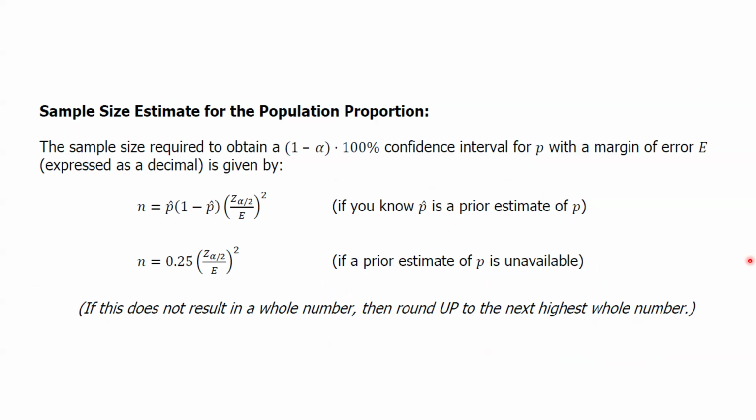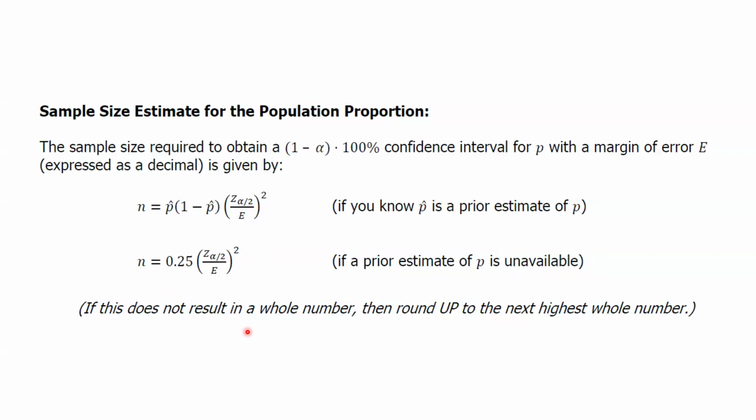All right. So the sample size required to obtain a 1 minus alpha times 100% confidence interval for P with a margin of error E expressed as a decimal is given by the following two formulas. Both of these formulas are provided to you on your formula chart. So if we know p hat, a prior estimate of P, then we would use this formula right here. And if a prior estimate of P is unavailable, so it's not given to us, we would use this formula right here.